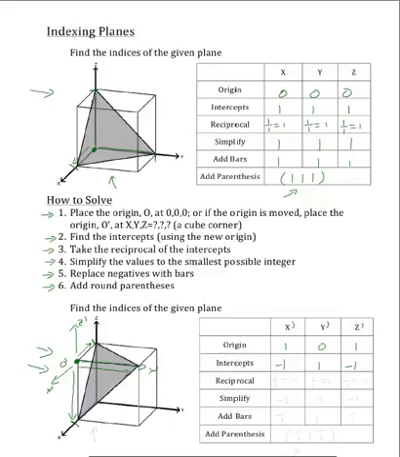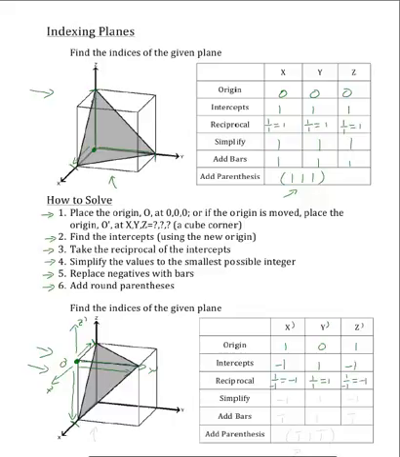Now the next step is to take the reciprocals of these numbers. So we will take 1 over the x' intercept, which is negative 1, and that will equal negative 1. We will take 1 over the y' intercept, which is 1, and that will equal 1. And we will take 1 over the z' intercept, which is negative 1, and that will equal negative 1 as well.